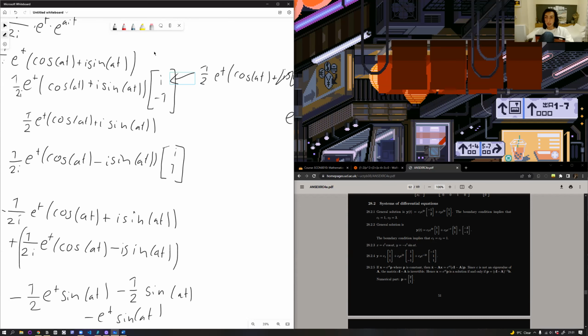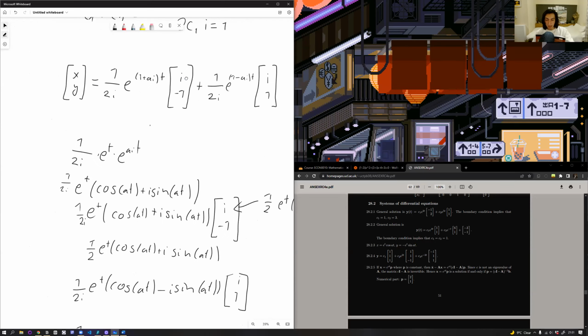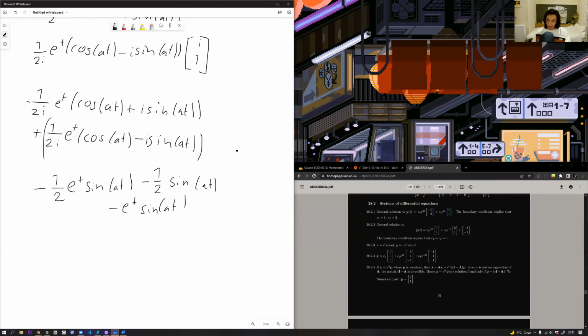And as we said earlier, this was equal to x, y. We've done the top and bottom bit now, so we can say, finally, that x is equal to e to the t cos at, and y is equal to negative e to the t sine at. Okay, I think we're done.